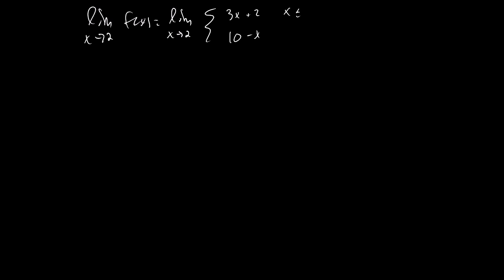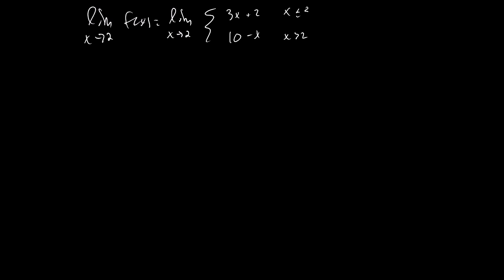Ooh, now they're changing up on us. We got some piecewise functions. So find the limit as x approaches 2 of f of x, which is the limit as x approaches 2 of, what do we got? 3x plus 2 over 10 minus x.